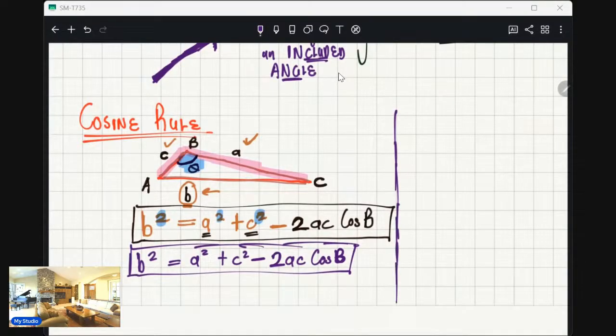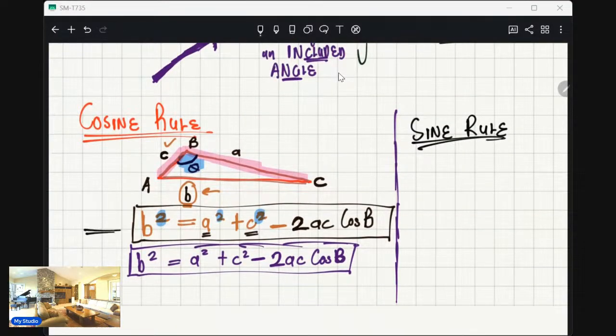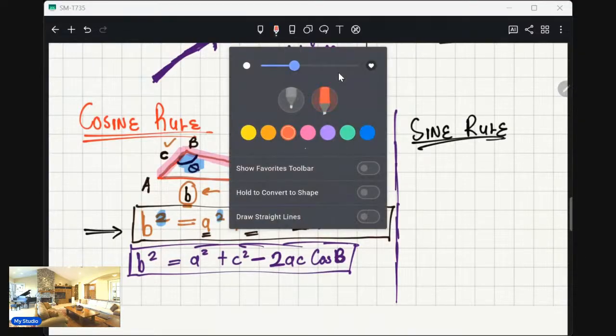Okay. So now let's talk about sine rule now. Here is how you do the sine rule. Can you see the sine rule? Sine rule, you say it doesn't matter what you are given. Don't worry about this one. This one is the cosine rule, which is harder. Sine rule, don't waste my time. Here's what you do for sine rule.